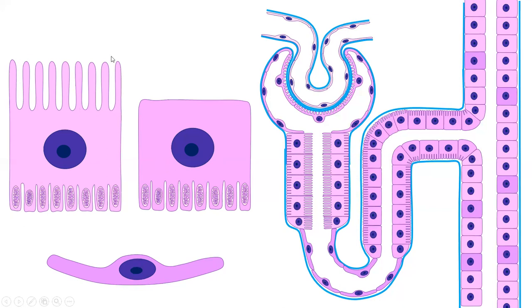In proximal tubules, we have microvilli, which form the brush border here. And in distal tubules, we haven't a brush border. It's because of the functions of these tubules. In proximal tubules, we have active reabsorption of the organic substances.